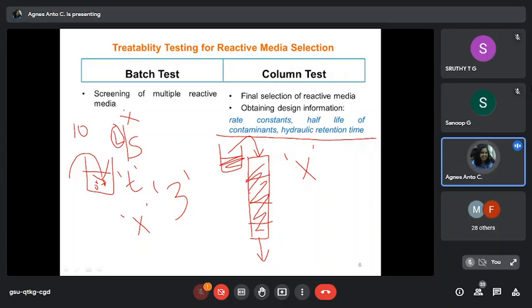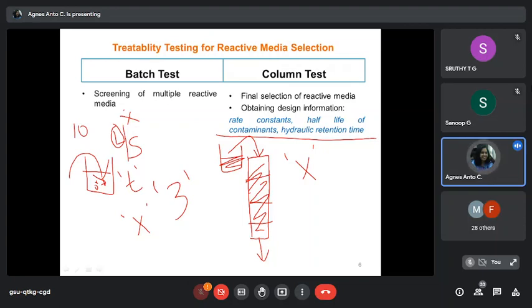Suppose I'm keeping the fluid at rest in the column for this many minutes, my removal rates are so and so. So hydraulic retention time, rate constant, half-life of the contaminants, all these design parameters can be obtained from a column test. Once you perform your column test, based on these results, you can think of upgrading to pilot and field level studies.